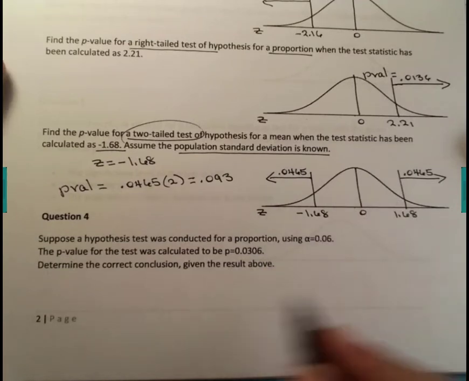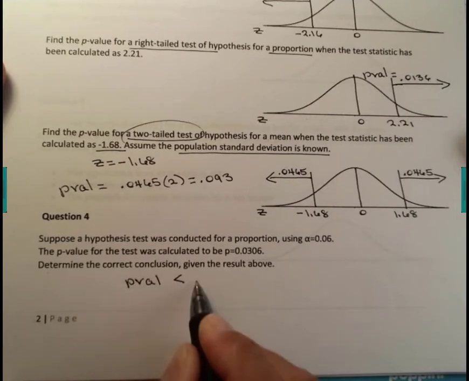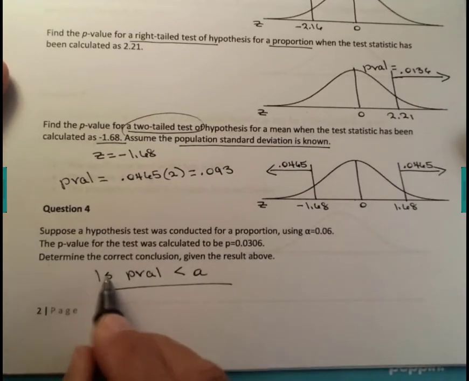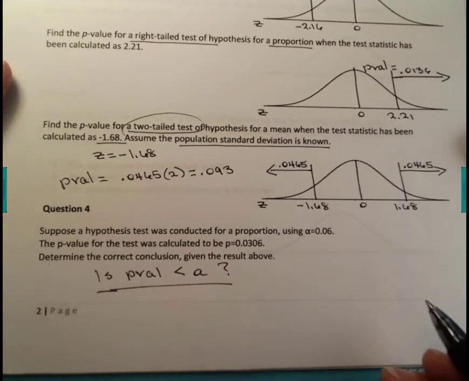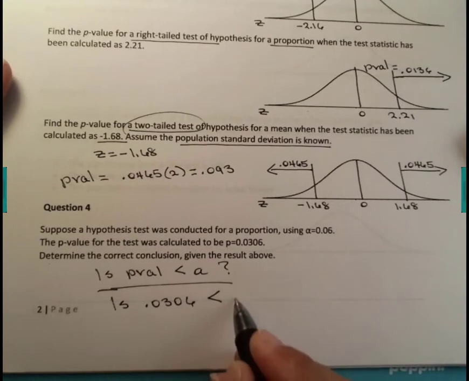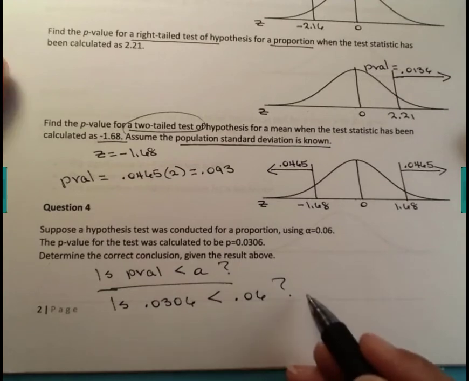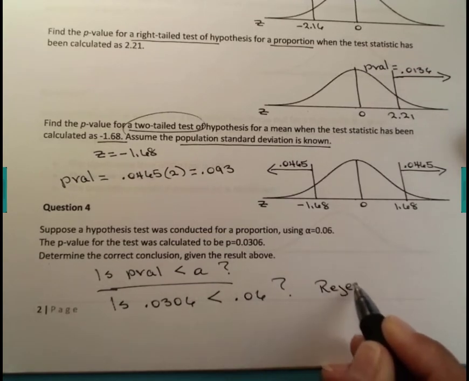We want the conclusion. Now, what you have to remember is that the test is p-value less than alpha. That's always the test. Is p-value less than alpha? If p-value is less than alpha, then we reject the null hypothesis. So what you have to do is say, well, p-value is 0.0306. Is that less than alpha, which is 0.06? And we look at that and say, well, yeah, it is, isn't it? So this one would be definitely less than 0.06, so we would reject the null hypothesis.